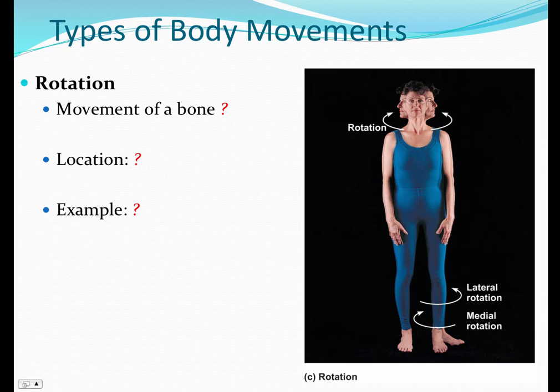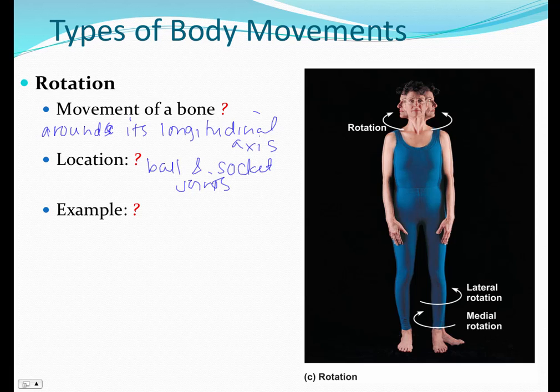Other types of body movements, we have rotation. Rotation deals with the movement of a bone around its longitudinal axis. This is very common in ball and socket joints. An example, especially here in the cervical region of our vertebrae, is when you move your atlas around the dens of your axis. So when you shake your head no, that's an example of rotation.